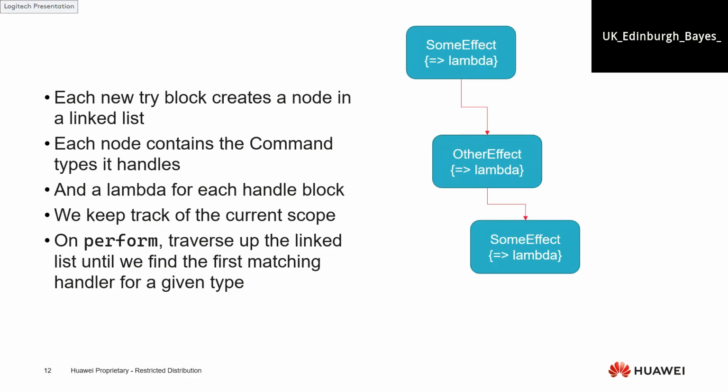And when we perform, we traverse up the linked list until we find the matching handler for the type we just performed. Very similar to handling exceptions. We then set the current scope to that point in the tree, so that if that handler happens to perform an effect, we start the resolution from that point.